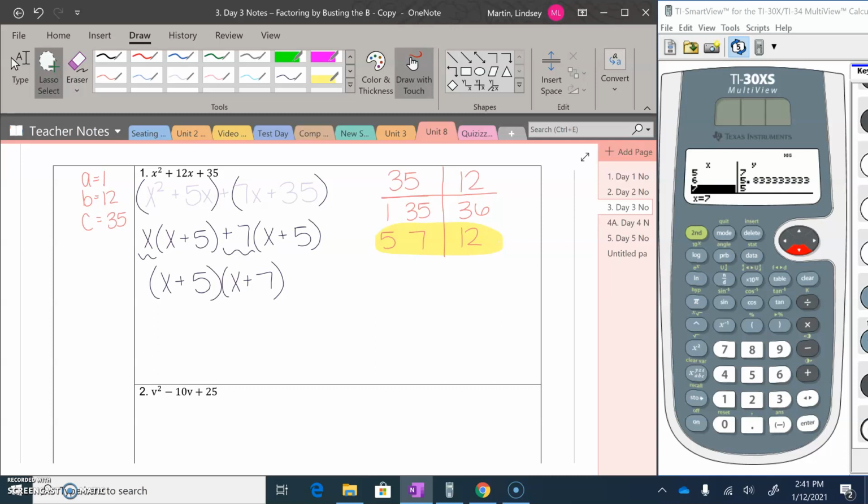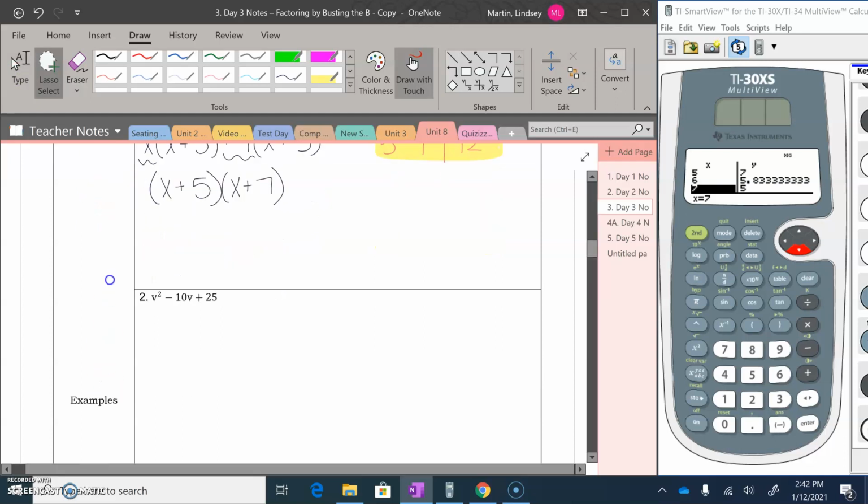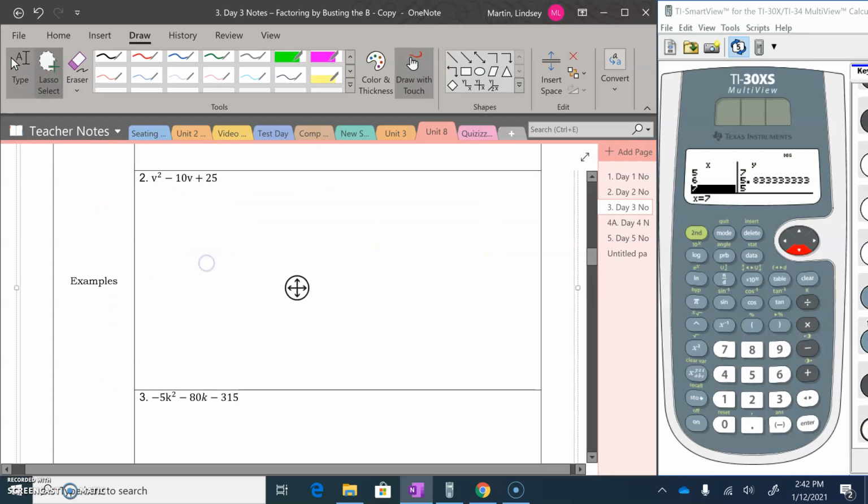So the only new step for busting the b is finding those 2 numbers so that I can make it a 4-term polynomial. Moving on to number 2.